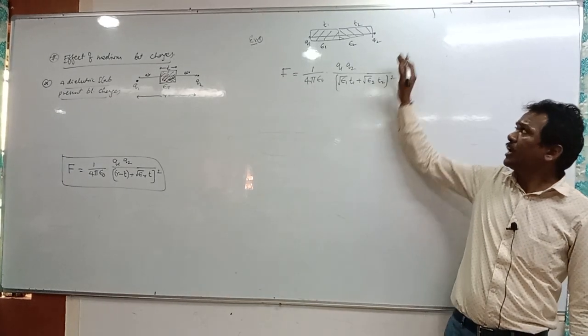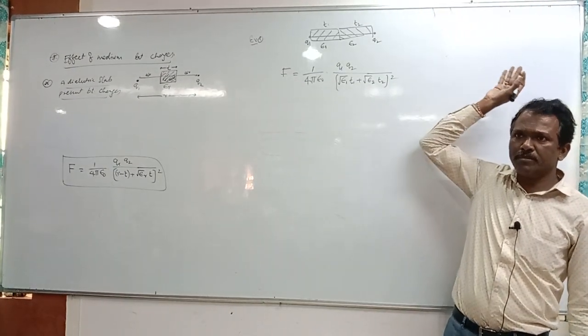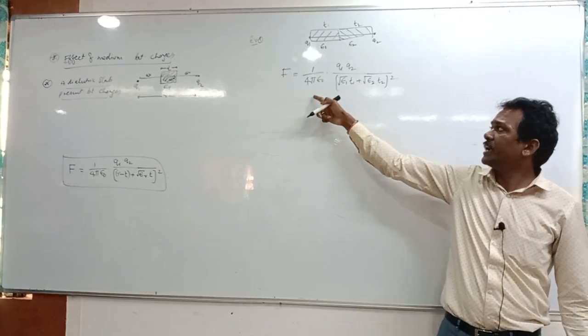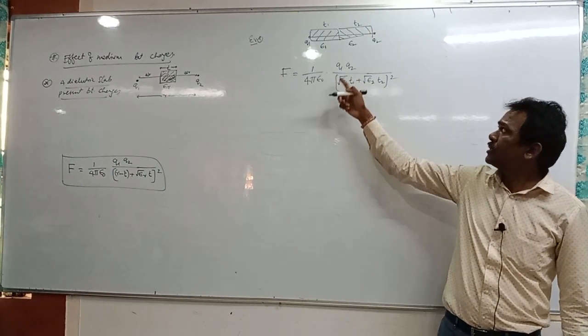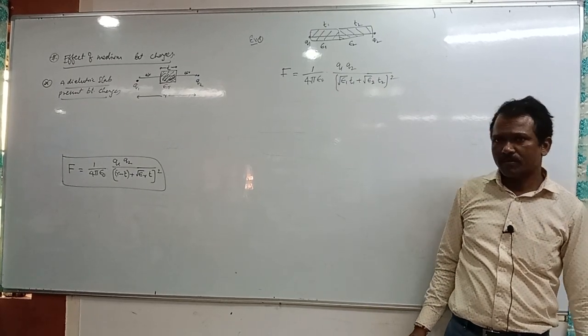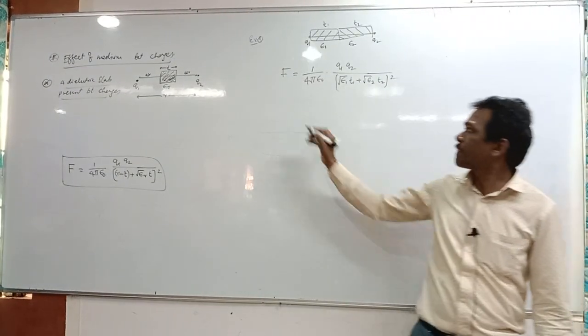We can take any n number of media in between the two charges, and we can write F equals Q1 Q2 by the sum of root epsilon 1 into T1, root epsilon 2 into T2, and so on, whole square.